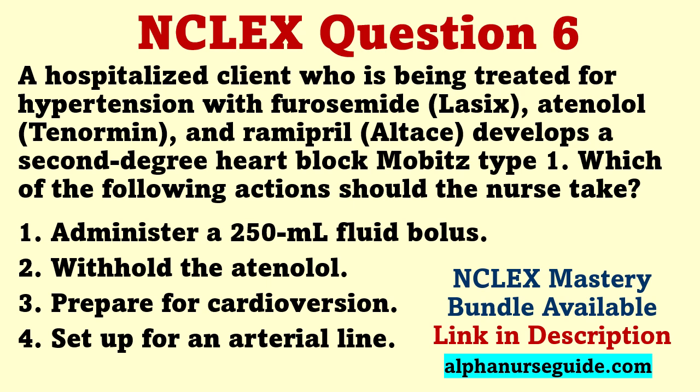The correct answer is 2. The client may be asymptomatic, and the underlying cause should be assessed. Drugs that block the AV node should be avoided, such as beta blockers, calcium channel blockers, digoxin, and amiodarone. Symptomatic clients are treated with atropine and transcutaneous pacing. There is no indication for a fluid bolus, cardioversion, or arterial line.